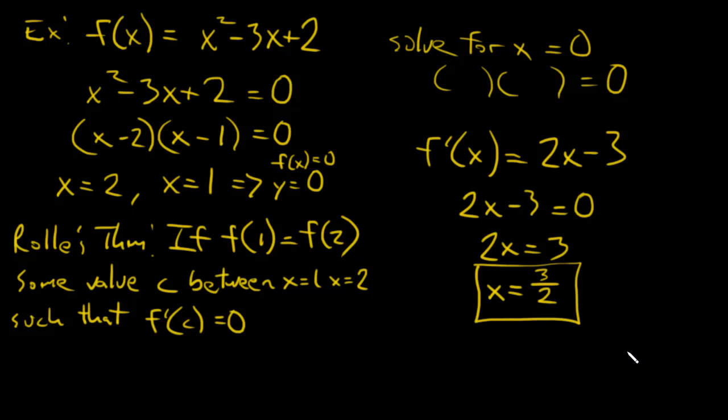Sometimes you will be given endpoints on a domain that will have the exact same y value, and if that's the case, you don't have to go through this process of solving. You just have to make sure that your 2 points have the same y value. If they do, then you just set the derivative equal to 0 and solve and verify that there was a value between the two that had a slope of 0. Let's do one of those real quick. So let me clear the screen. Alrighty, let's say that we have, let's go with something fun.